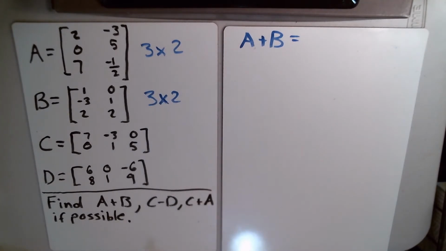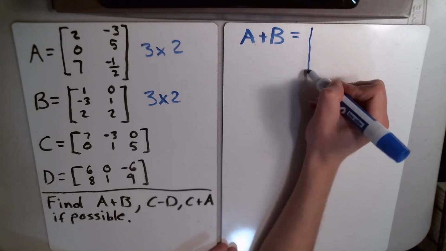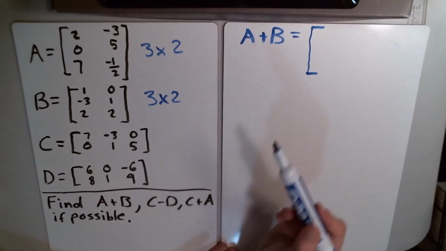In order to add matrices, I need the matrices to be the same size, because otherwise it's hard to think about adding them. There might be a way to define adding them when they're not the same size, but we're going to say that the matrices need to be the same size to add them. Essentially, to add them I'm just going to add the corresponding entries to each other. So A plus B is going to be a new matrix, and I'm just going to add the corresponding entries of the other two matrices.